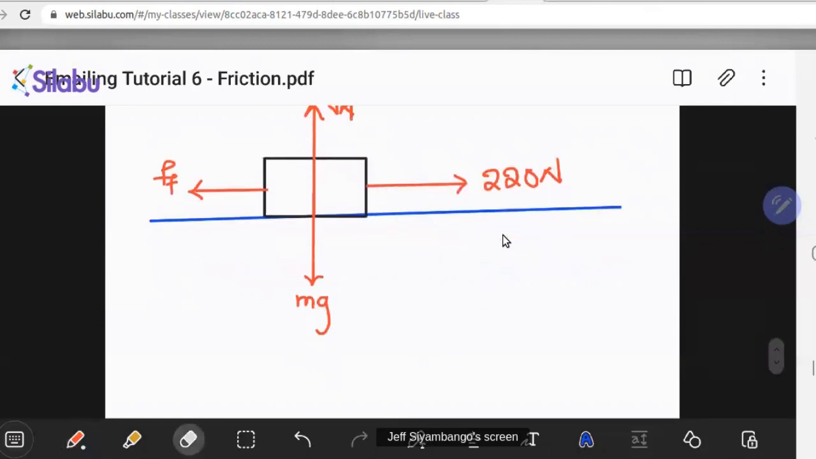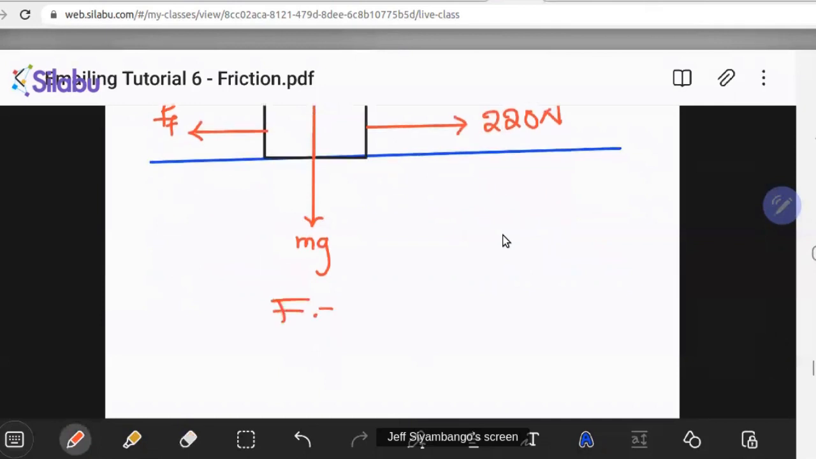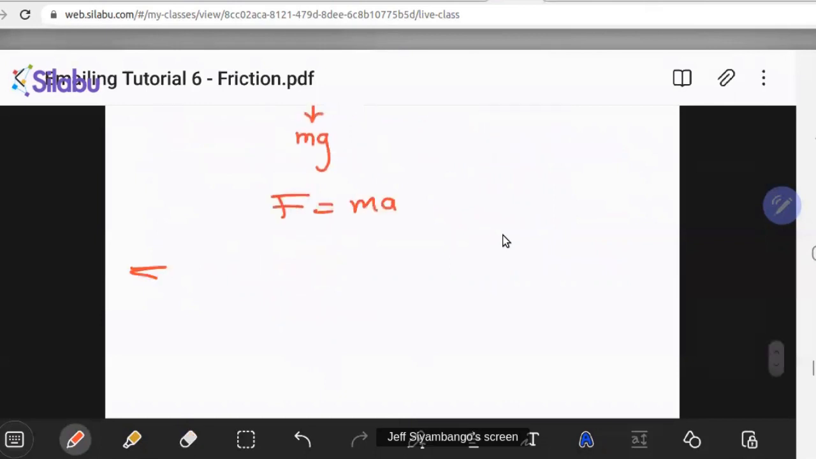So how do we proceed from here? Well, we have to sum forces. We're going to use Newton's second law. F is equal to ma, but we'll do it in the x-axis. This is in the x, and then we'll also do it in the y-axis. Sum of forces in the y equals ma in the y.